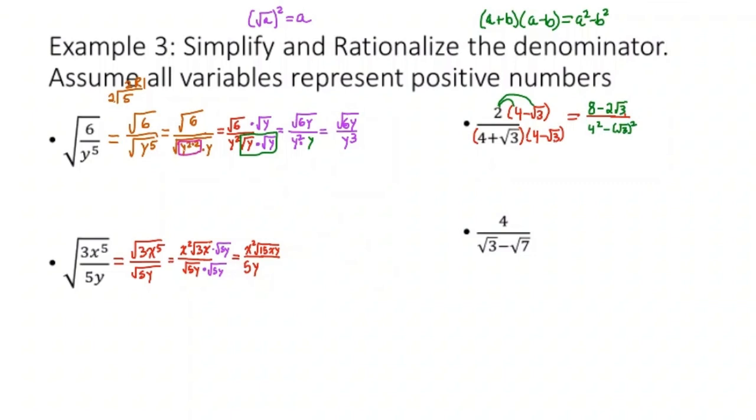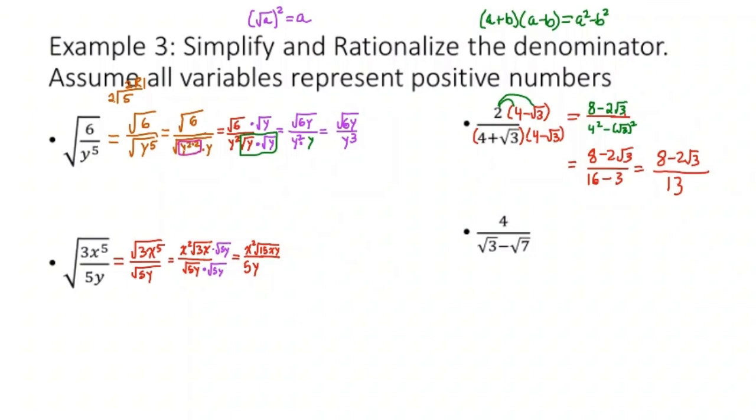We would have to keep it as 2 times the square root of 3 because the 2 is not inside of the square root. Minus 2 root 3 we cannot simplify any farther, but in our denominator, 4 squared is 16, square root of 3 squared is 3, and 16 minus 3 is 13. So 2 over 4 plus root 3 is equal to (8 minus 2 root 3) over 13 after we rationalize the denominator.